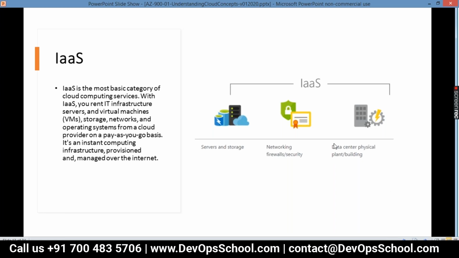In the diagram itself, you can see networking, firewall, security, servers and storage, and data centers and all. Just a second.